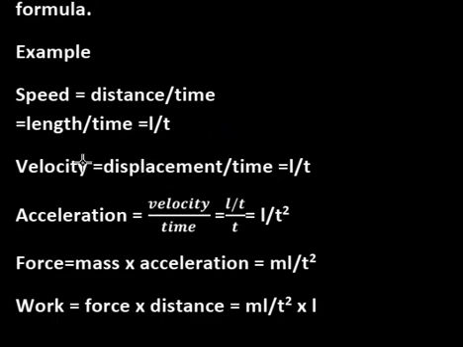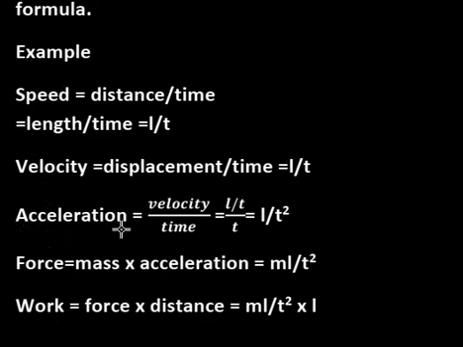Now, the difference between velocity and speed, since they are all measured in length, is that distance is a scalar quantity, it doesn't have direction, but displacement is a distance in a specified direction. So please take note of that. This is a scalar quantity, while this is a vector quantity, right? But apart from one having direction and the other not, they actually mean the same thing.